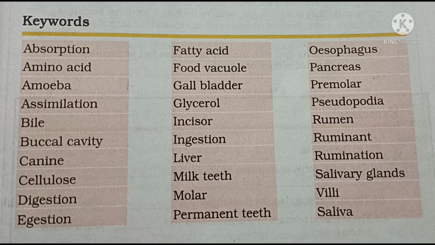Now it is time for today's homework. Write the keywords two times in your homework notes neatly and send it to your group teachers. Here are the keywords on your screen.